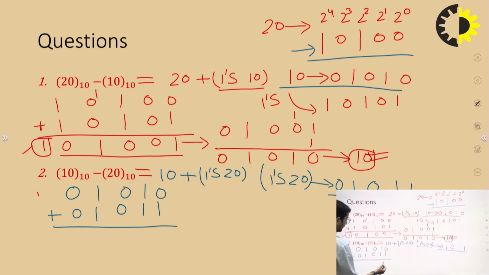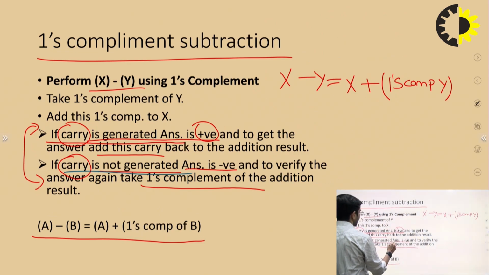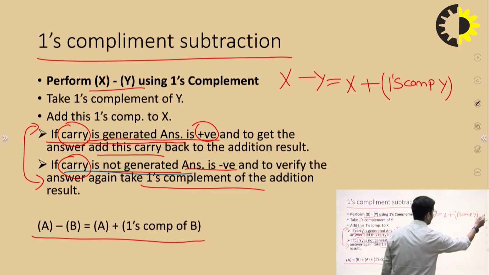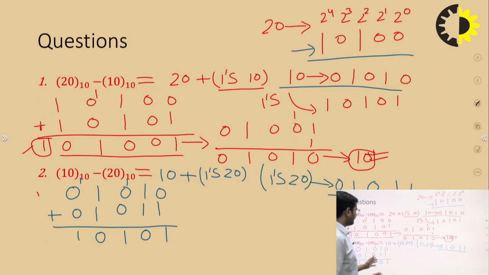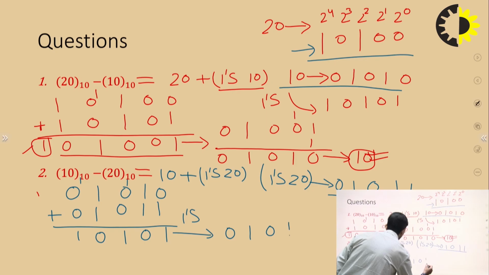If we are adding these two numbers, we will get 1. 1 plus 1, sum is 0, carry is 1. 1 plus 1, sum is 0, carry is 1. Since there is no carry generated, and as we saw in the previous slide, if carry is not generated, answer is negative. That means if we want to get the original answer, we have to take again 1's complement of the result. If we take the 1's complement of this, we will get 0, 1, 0, 1, 0.